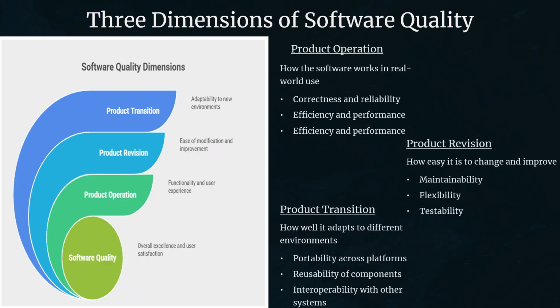The 3 dimensions of software quality. Software quality is usually viewed in 3 dimensions. A. Product operation, how it works. Correctness, does the software perform the correct tasks? Reliability, does it run without crashing? Efficiency, does it use memory and CPU effectively? Integrity, is it secure from unauthorized access? Usability, is it easy for users?